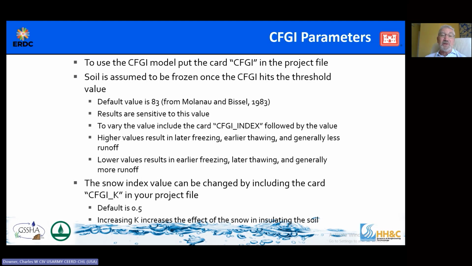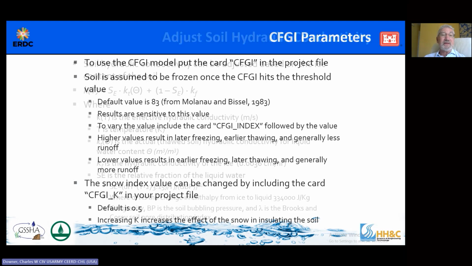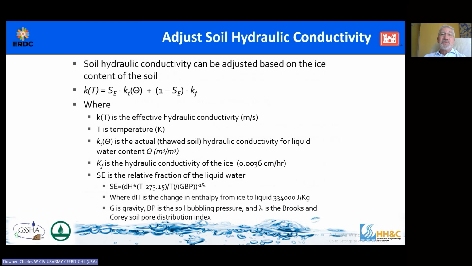And then the snow index value can be changed by including the card CFGI_K in your project file. The default is 0.5, like I said. If you increase that K, you increase the effect of snow in insulating the soil. I'm not an expert on snow, so I don't know how you would decide that other than just to calibrate the thing. That's simply for the methods we talked about so far. You just say, well, the ground's frozen, therefore the infiltration is 0, and that's fairly simplistic.